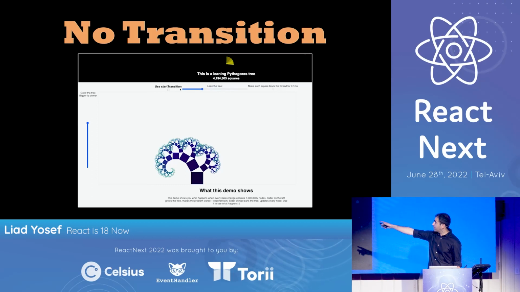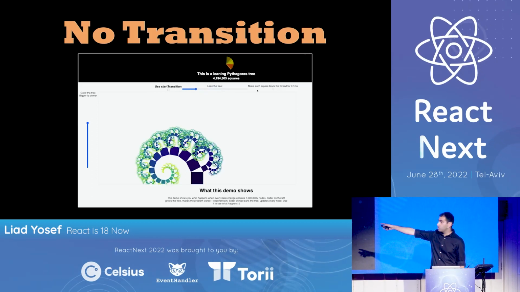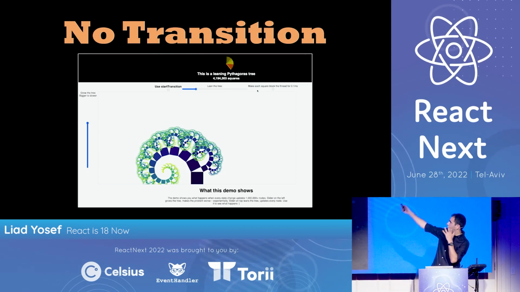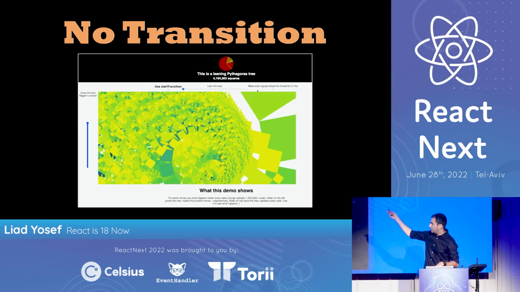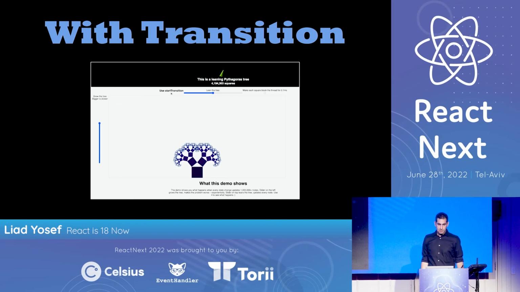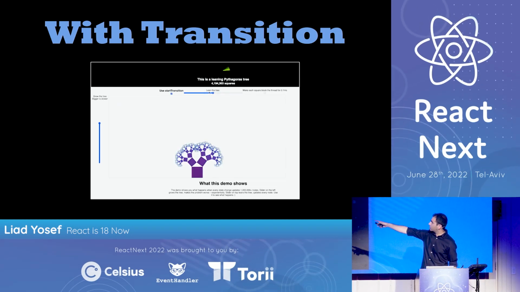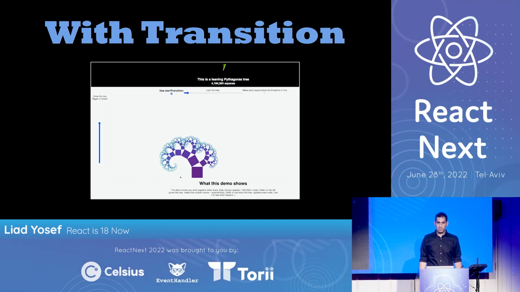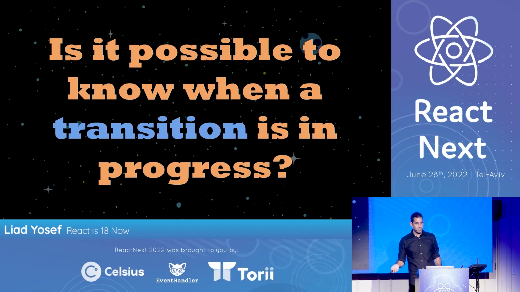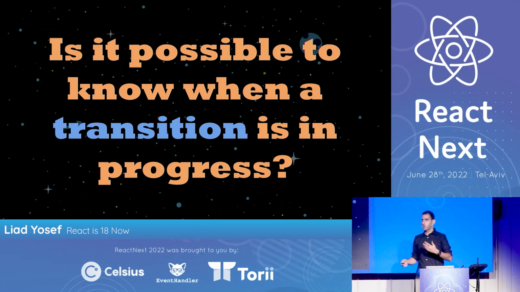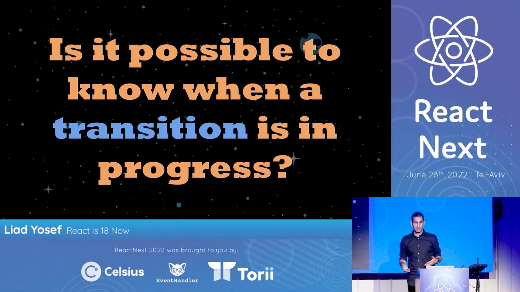stuck because it takes a lot of time to render this huge tree, so it's not responsive, and only when it's done rendering, only then it releases. And with transition, you can note that the slider is responsive even though the rendering of the tree is not done yet. Okay, this is nice, and you might ask yourself, is it possible to know when a transition is in progress? So is it possible to know when the transition is going to end?